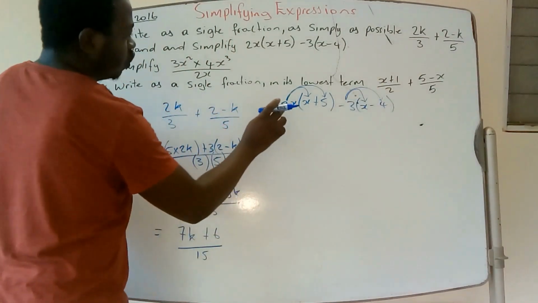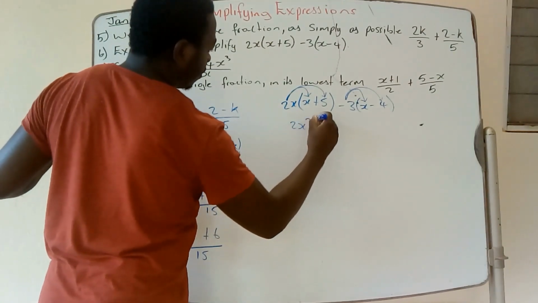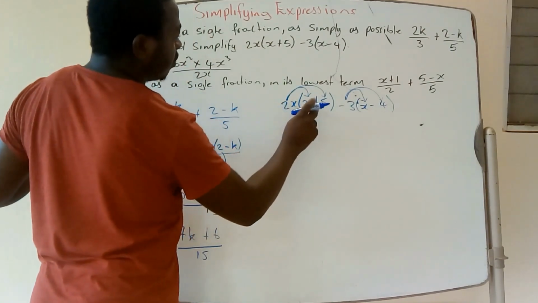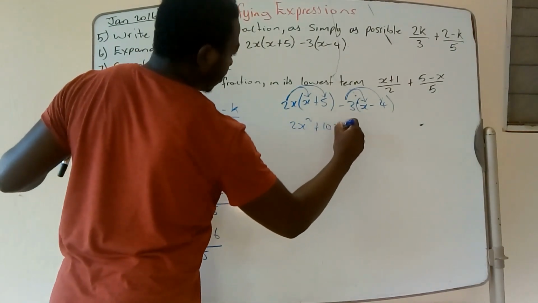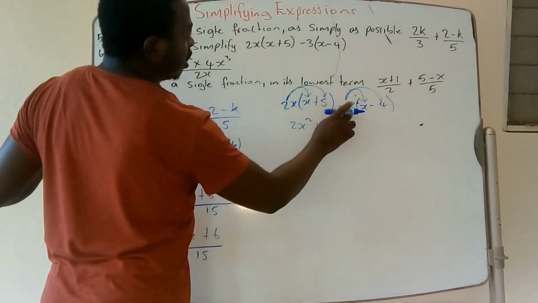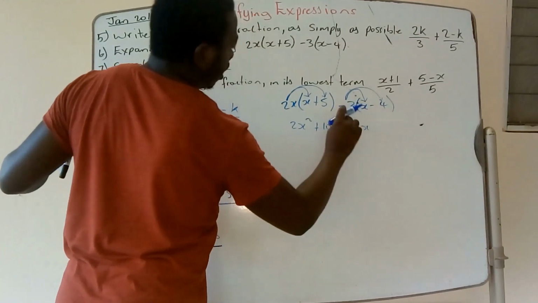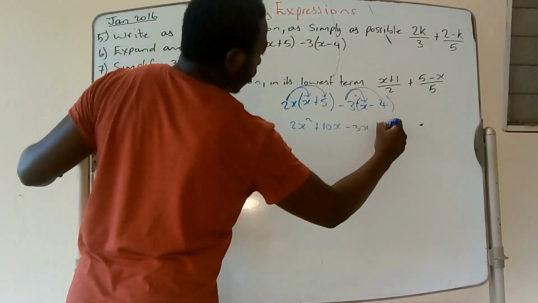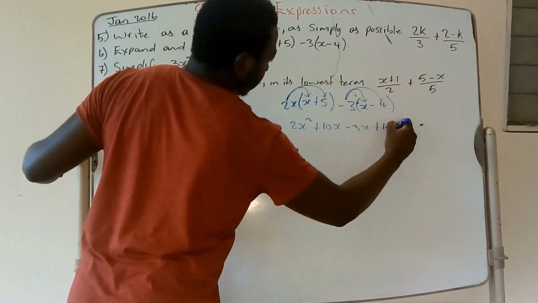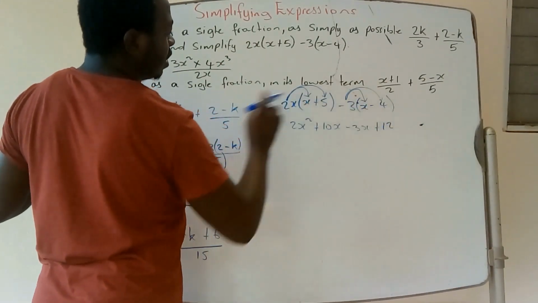Alright? So 2x times x, that gives us 2x squared. 2x times positive 5, that gives us positive 10x. Negative 3 times x, that gives us negative 3x. Negative 3 times negative 4, that gives us positive 12. Remember that negative multiplied by negative results in a positive.